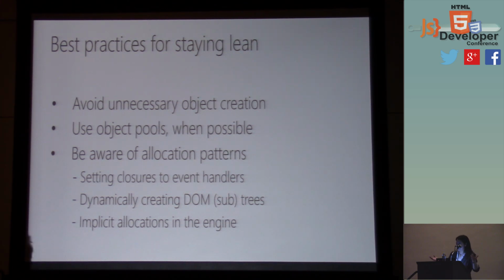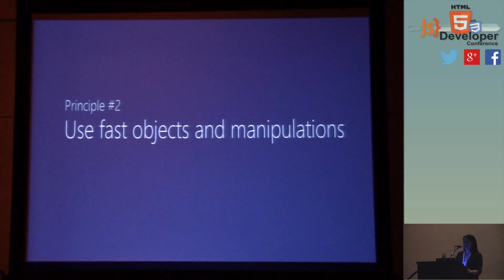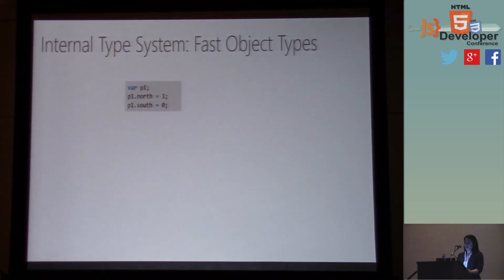You feel it's just an implicit allocation, but it's also going to take up a lot of memory, right? Even though you think it's not explicit, implicitly it also takes a lot of memory. Remember that. Okay, second principle: use fast objects and their manipulations. So let's take a look.